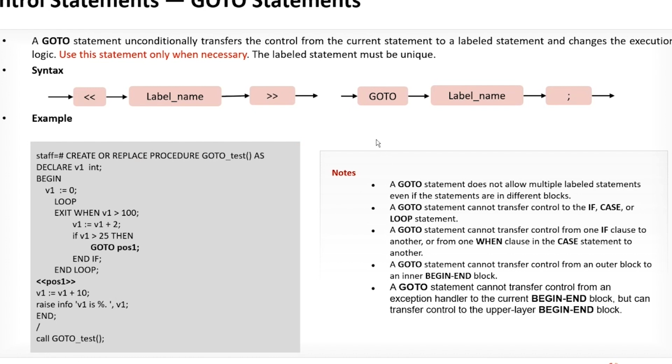For goto statements, there are some notes to be aware of. The first one is that a goto statement does not allow multiple label statements, even if the statements are in different blocks. Secondly, a goto statement cannot transfer control to the if case or loop statements. Thirdly, a goto statement cannot transfer control from one if clause to another, or from one when clause in the case statements to another. And also, a goto statement cannot transfer control from an outer block to an inner begin-end block. And finally, a goto statement cannot transfer control from an exception handler to the current begin-end block, but it can transfer control to the upper layer begin-end block.